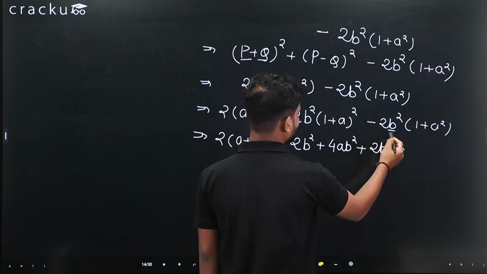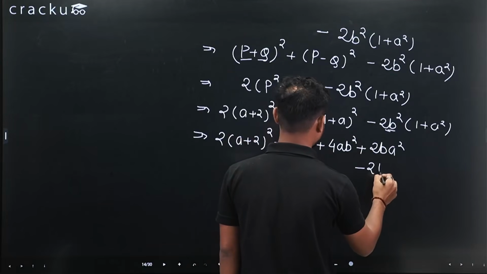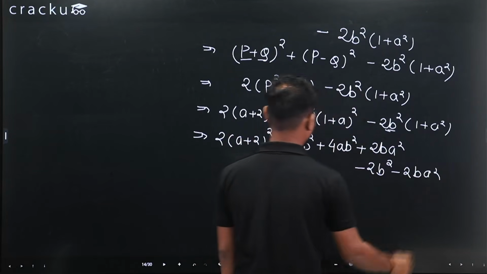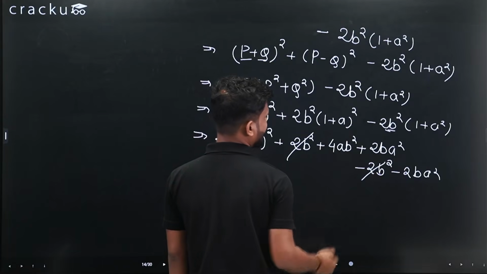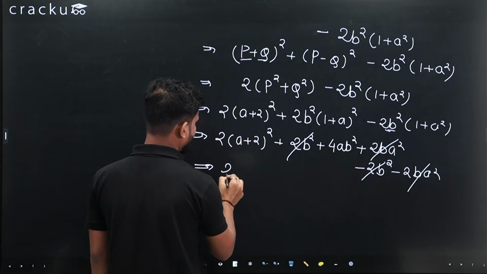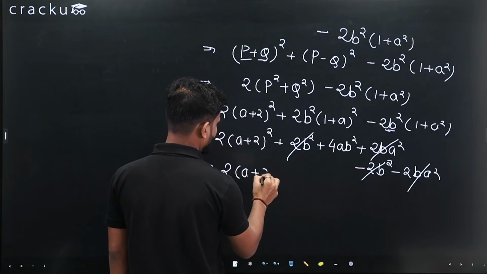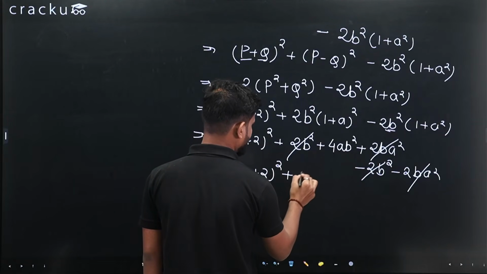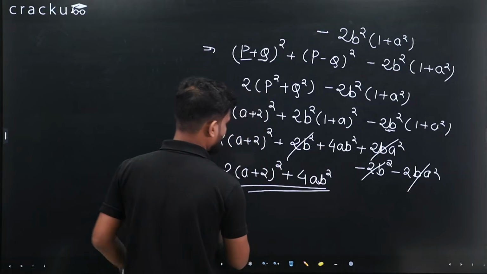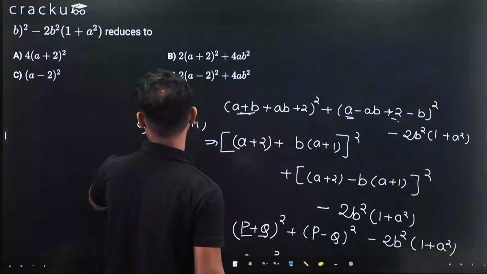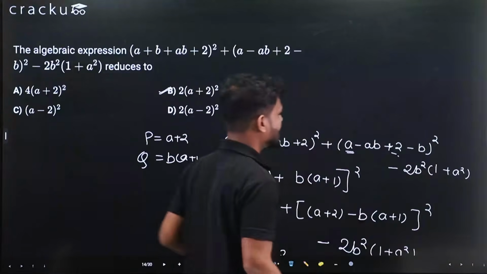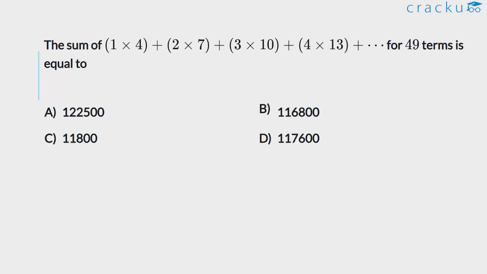Let us expand this one. This will be minus 2B square minus 2B A square. So 2B square gets cancelled, 2B A square gets cancelled. From here I get 2 into (A plus 2) whole square plus 4AB square. Let us see if we have this option or not. We have this option in option number B. So option B is the correct choice here.